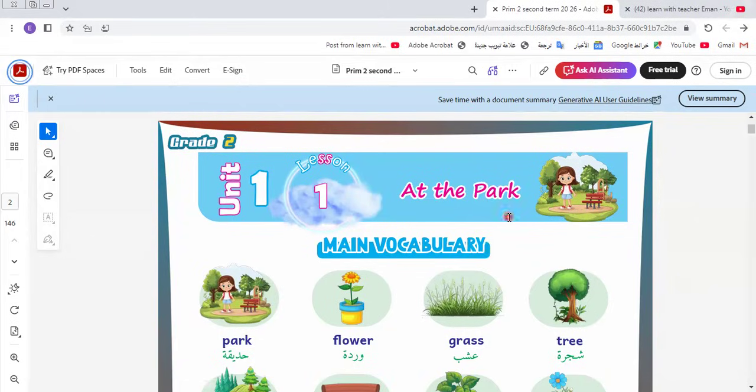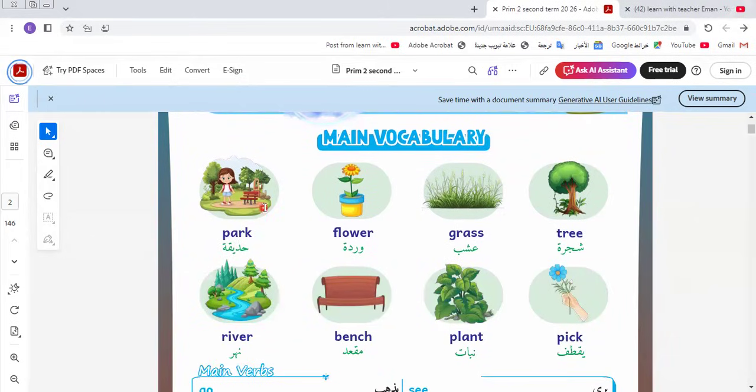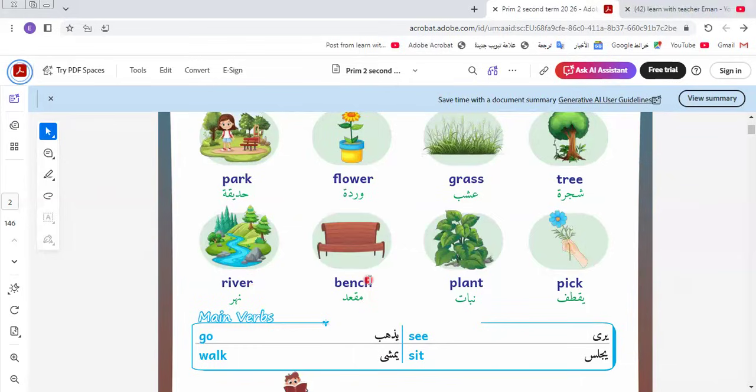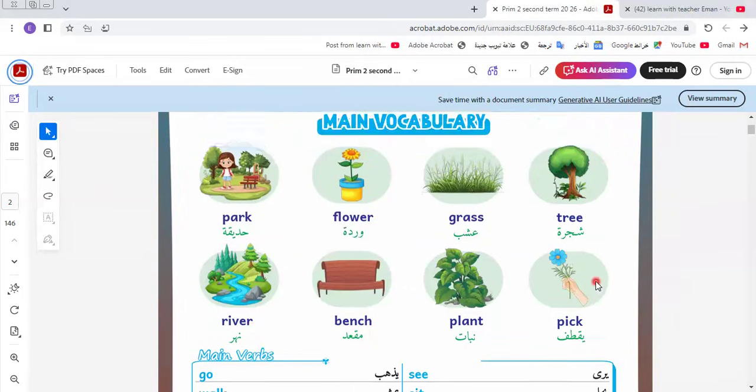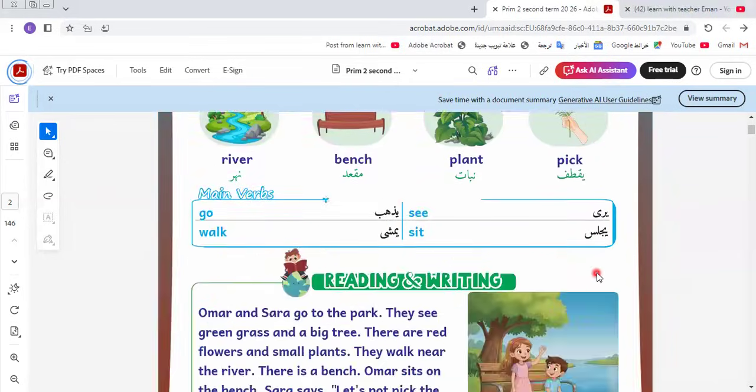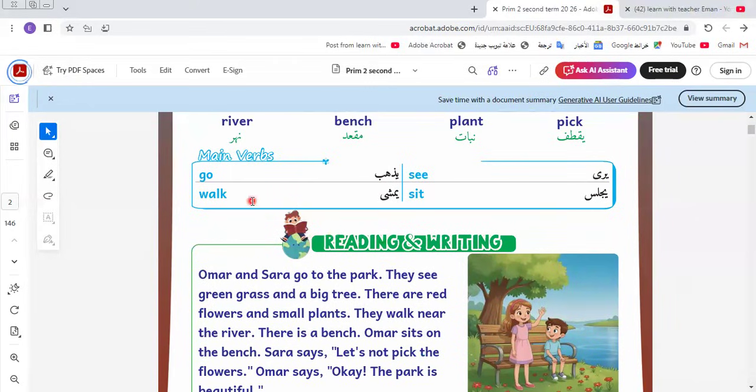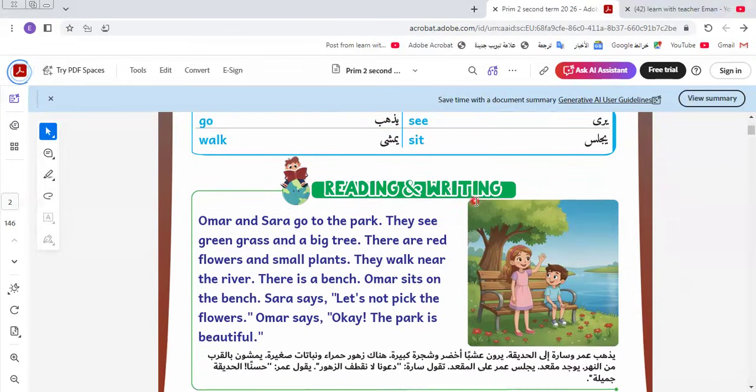Here we say at the park. Here are the vocab: park, flower, grass, tree, river, bench, plant, pick. All these are the vocab that we learned during this unit. We have some main verbs. Let's learn them together: go, walk, see, sit. As I explained before, the verb means the action I do.